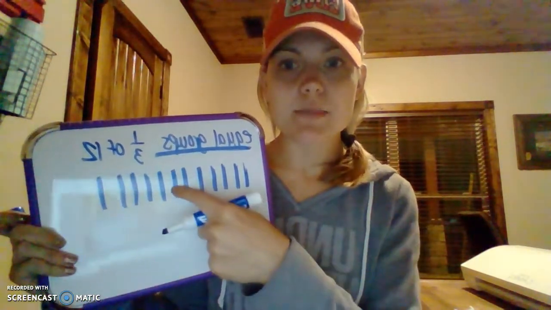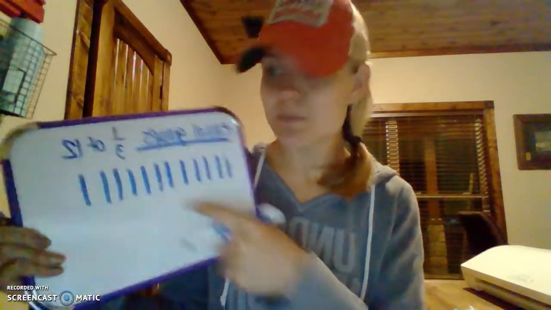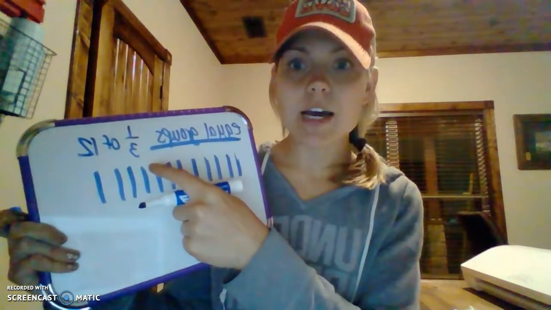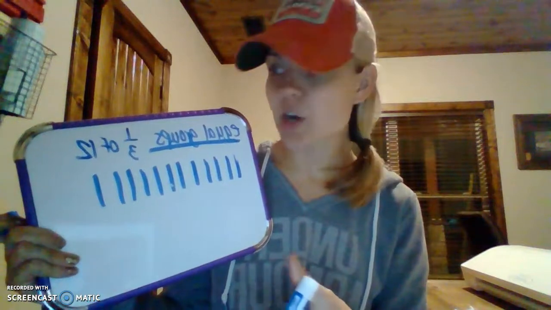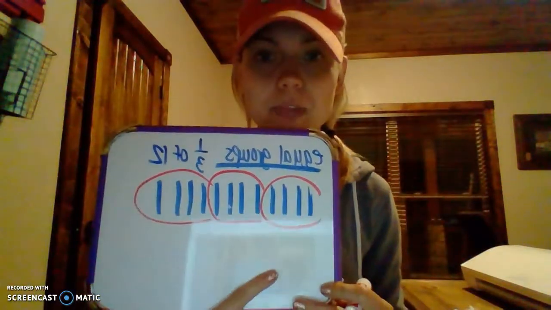So what that means is my denominator is 3. So I have to split my model into thirds. Well, to do that, I need to know how many to put in each group. How you do that is, what is 12 divided by 3? It's 4. That'll give me equal groups. So I'm going to split these into 3 groups because 3 is my denominator, and there's going to be 4 in each group. So that type of model would end up looking like this.